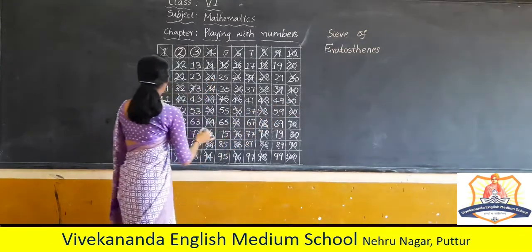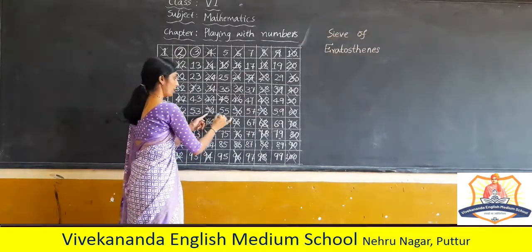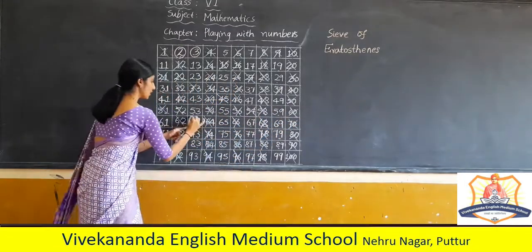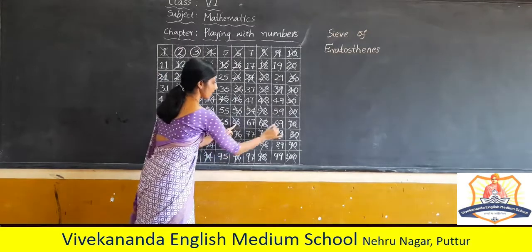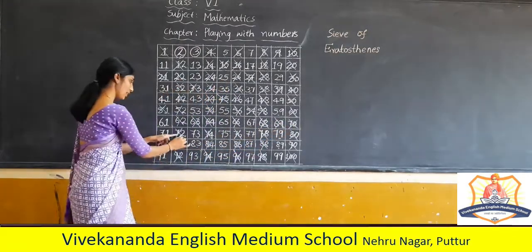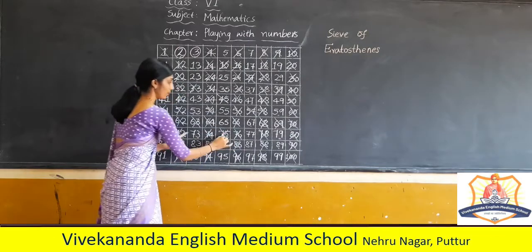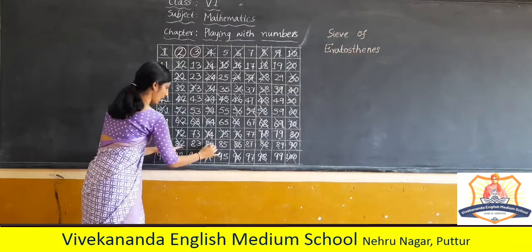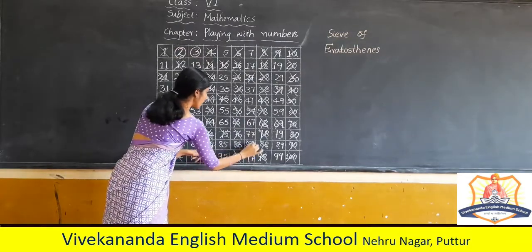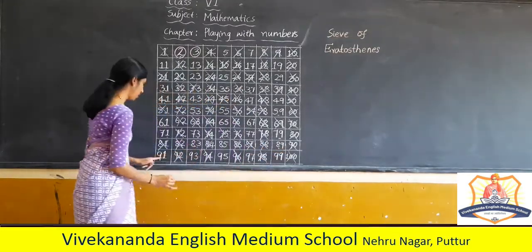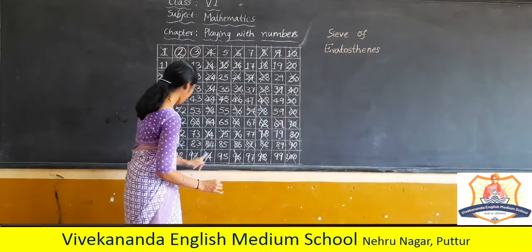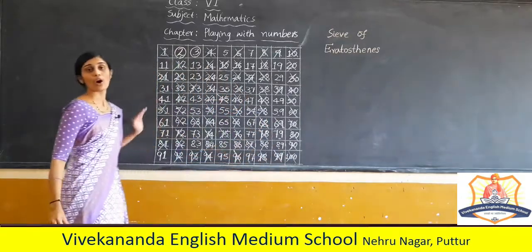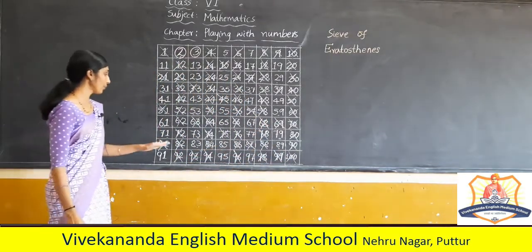48, 51, 54, 57, 60, 63, 66, 69, 72 already over, 75, 78 over already, 81, 84 over, 87, 90, 93, 96, 99. So all these are the multiples of 3.